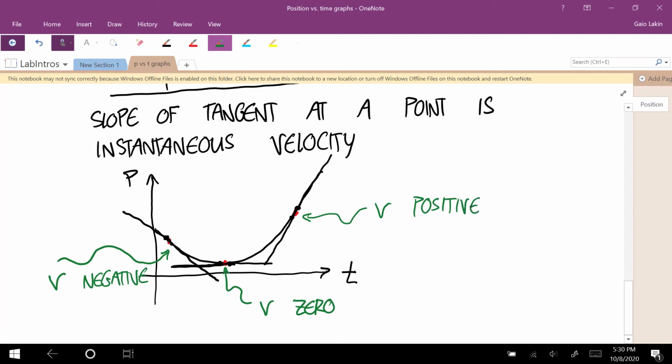Okay, so what we have overall, the story here is that this object starts with a positive position, and it starts out moving in the negative direction. And then it gets to a point where it's at rest. And then from there on, it's moving in a positive direction.